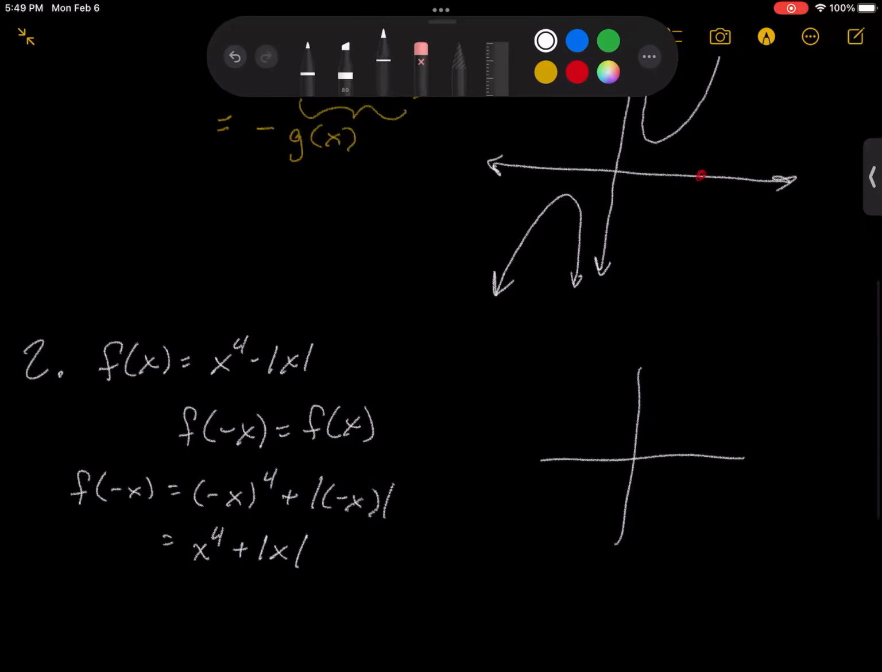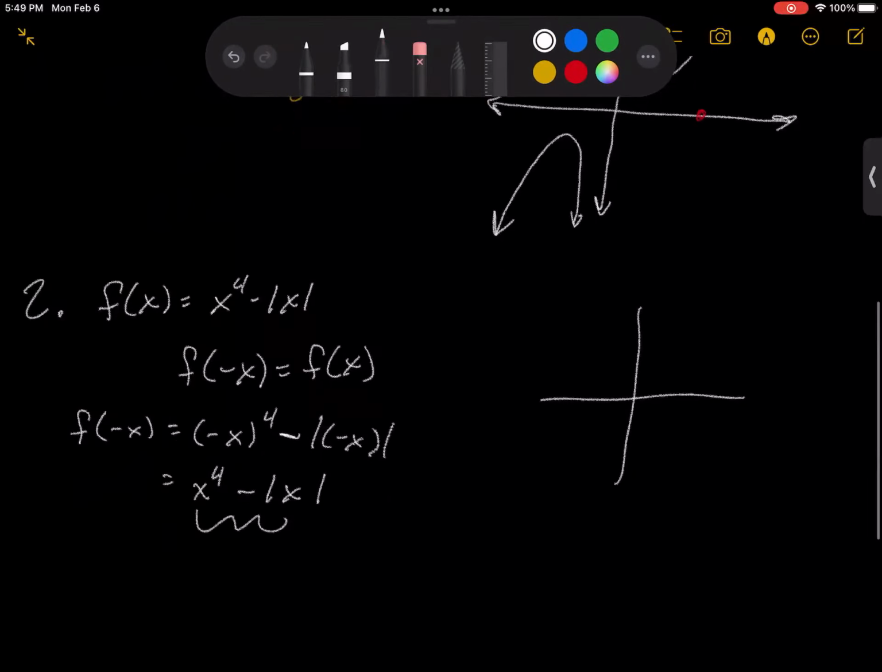Oh, wait a minute. No, I made a mistake. It's supposed to be x to the 4th minus absolute value of x. So right here, I have a minus sign. So I have minus absolute value of x. Right, this is my function. So I showed that this definition is satisfied. I started with f at minus x, and I have the same thing as f of x.